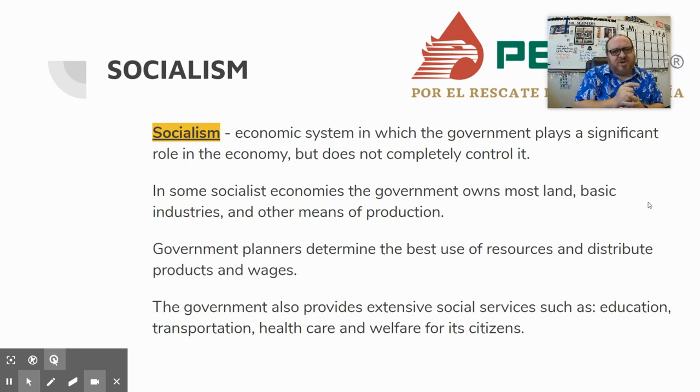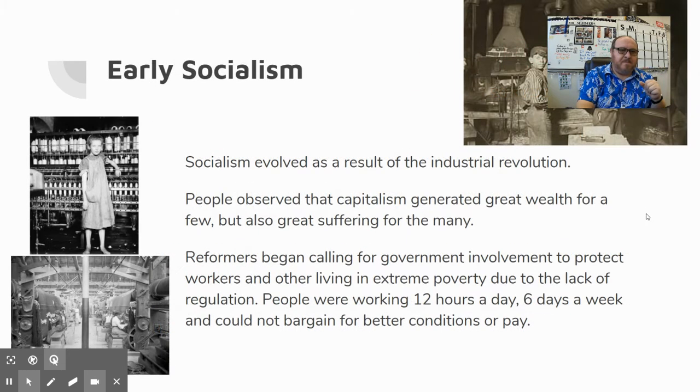Okay. Government also, in socialism, provides extensive social services such as free education, free transportation, free health care, and welfare services for its citizens. So you can see where we are, ever more evolving into a bit more socialist. Okay. Now, socialism evolved because of what people saw happening in the Industrial Revolution.